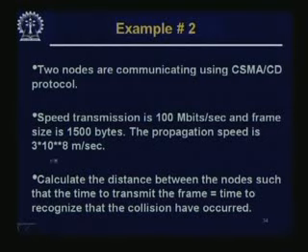The propagation speed is 3 into 10 to the power 8 meters per second. So that is the speed of light. Okay. So calculate the distance between the nodes such that the time to transmit the frame equals the time to recognize that the collision has occurred. So we want to calculate now the distance. Now the distance is not given.